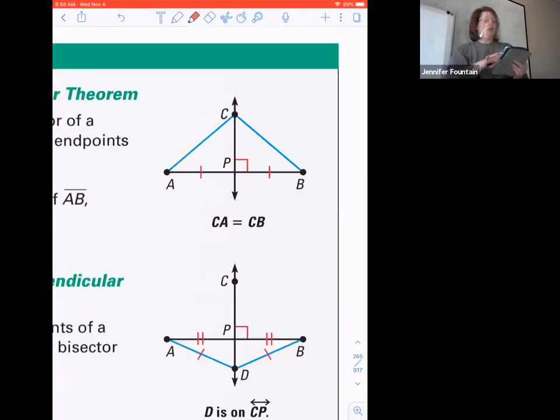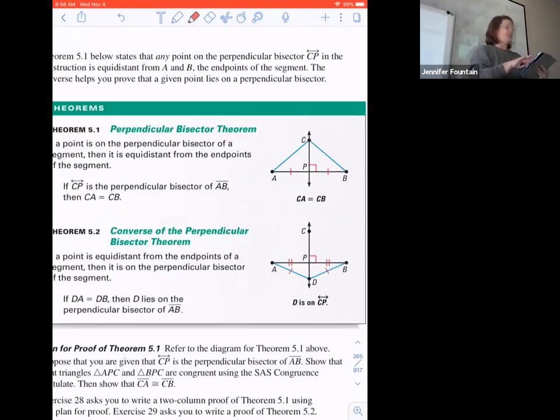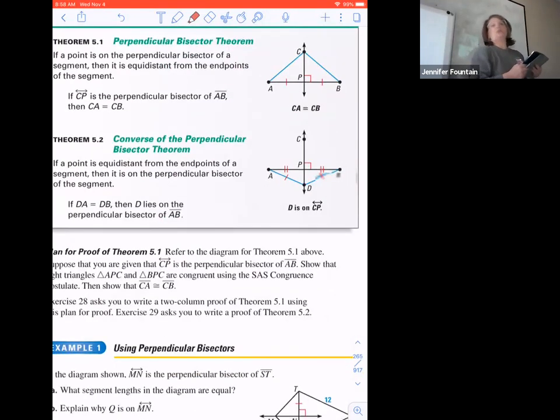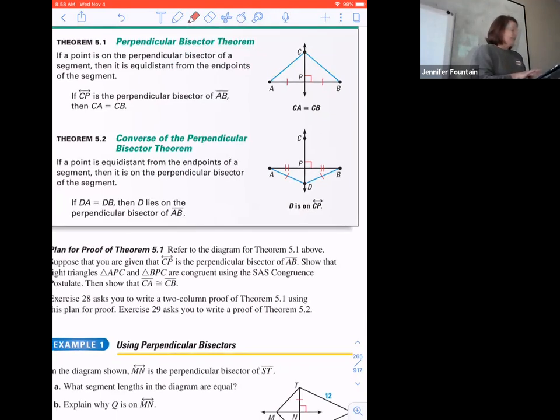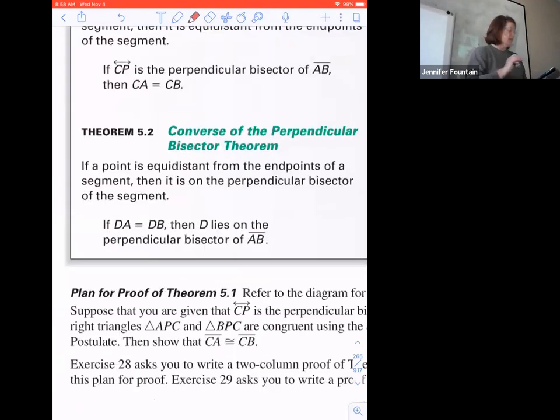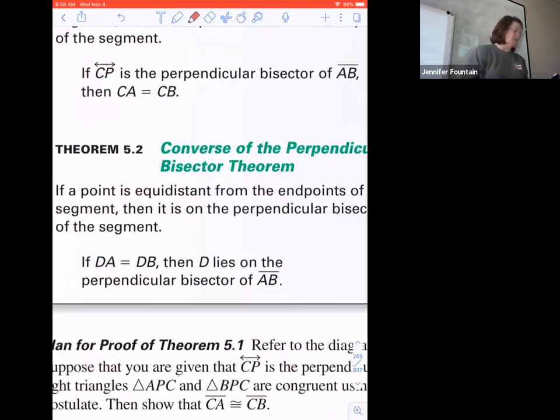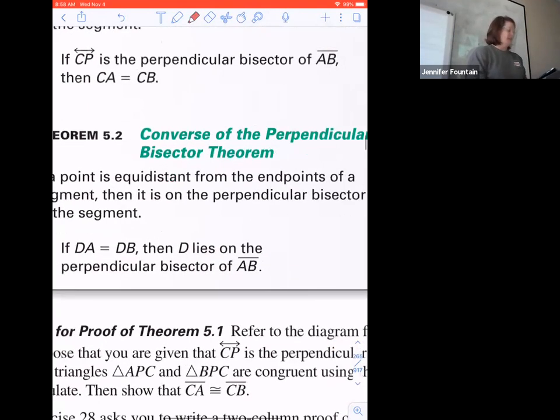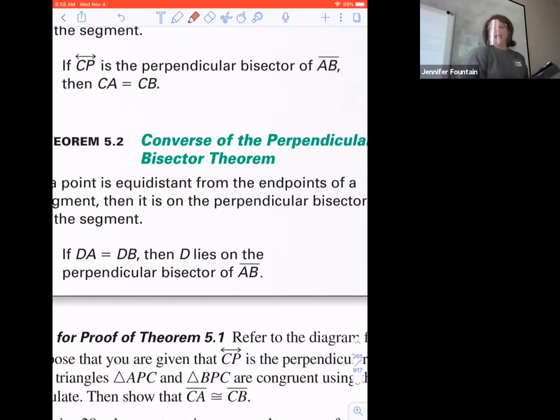So this is called the perpendicular bisector theorem. This should be in your lesson notes when you do your homework tonight. Basically, it just says if there's a point on the perpendicular bisector, it is equidistant from the endpoints of the segment, okay? So you can see the symbols that they've drawn. If line CP is a perpendicular bisector of segment AB, then CA is equal to CB.